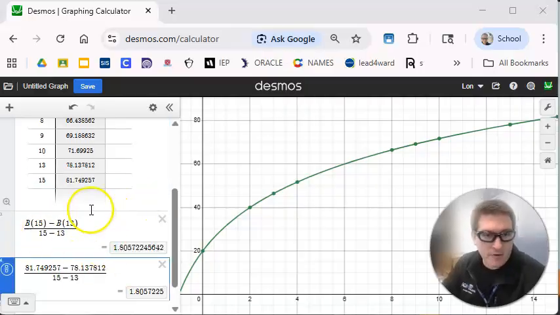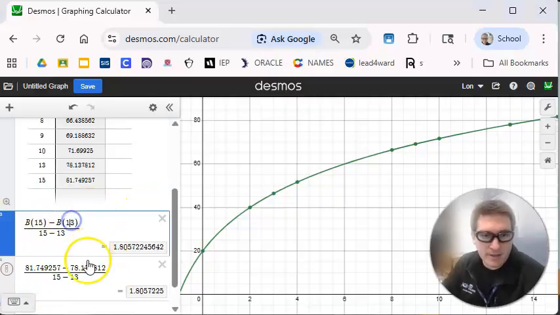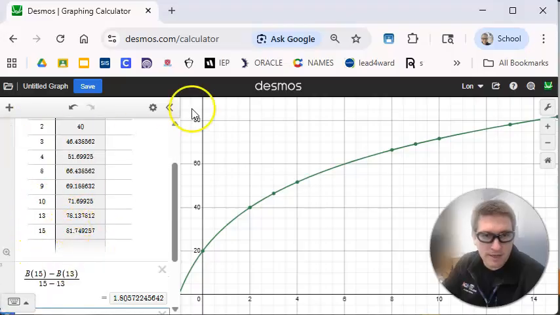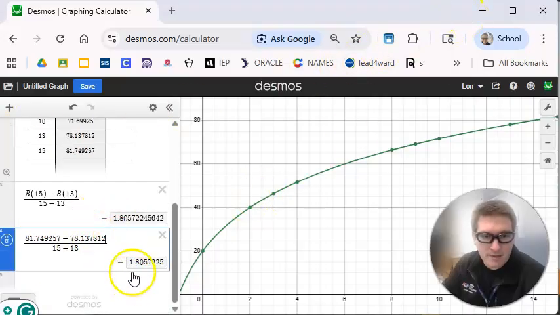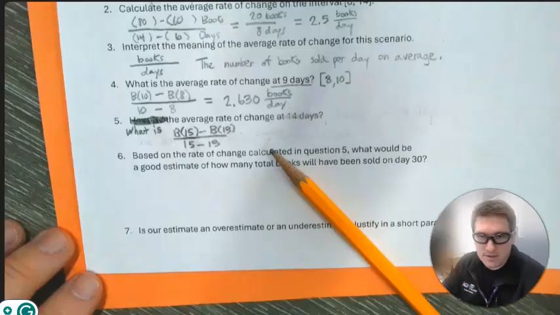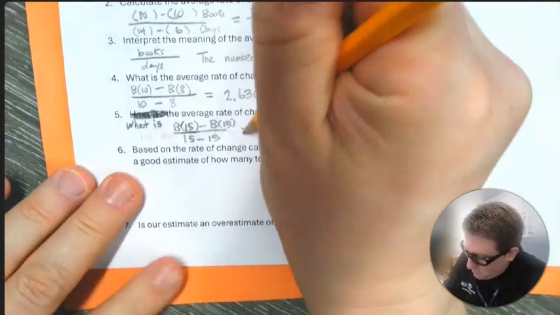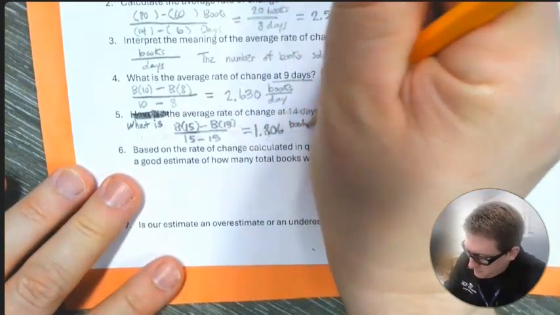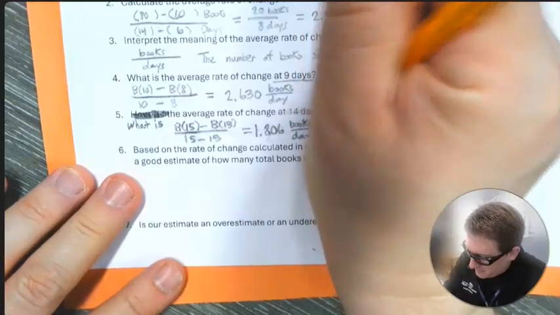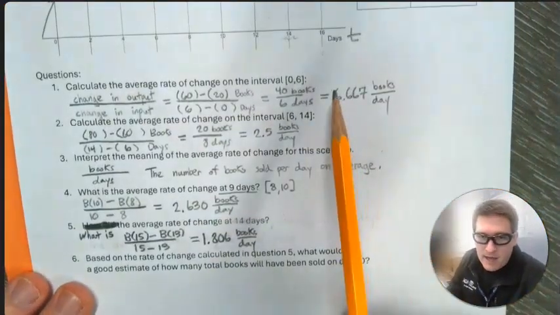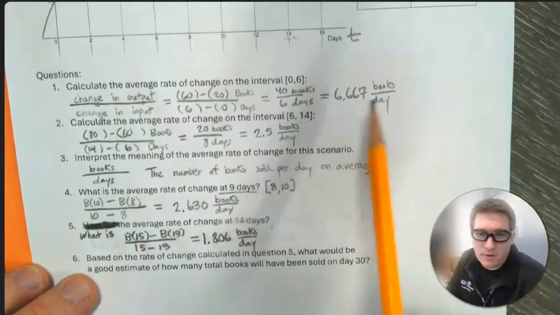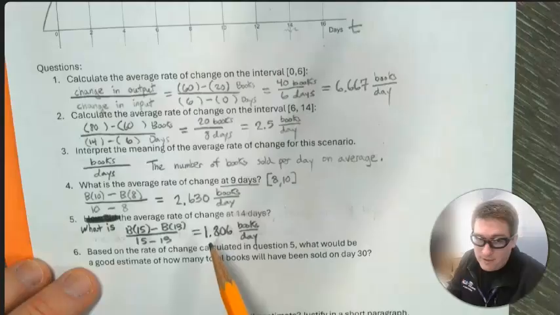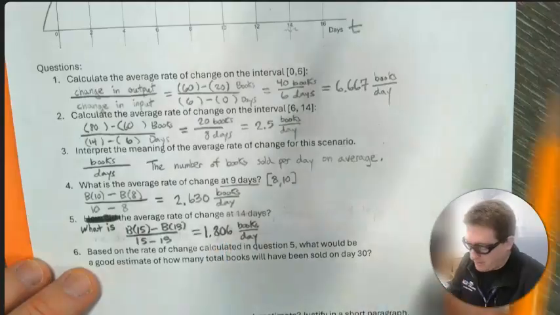So go back here to Desmos, and I can calculate it using this method or this method. I can make the table so I can see what days they are. In summary, it's about 1.806 books per day. So as you can see here, a lot of hype. They're selling about 7 books per day and then 2.5 books per day. And then toward the end, they're only selling barely 1.8 books a day.